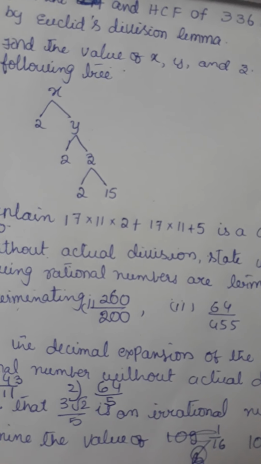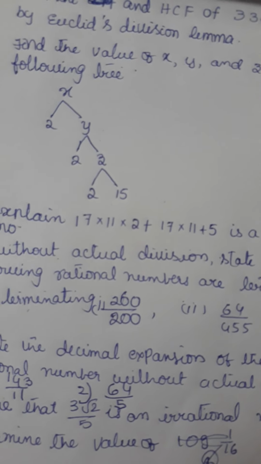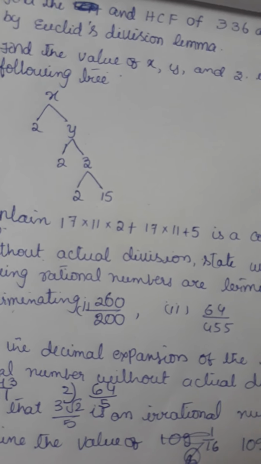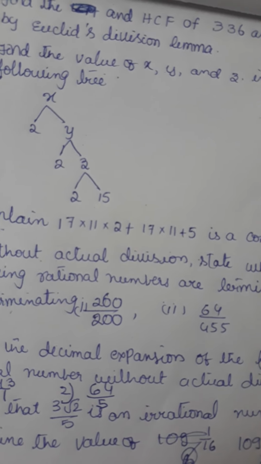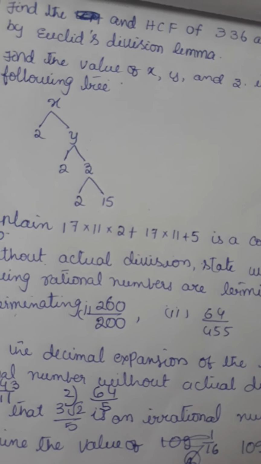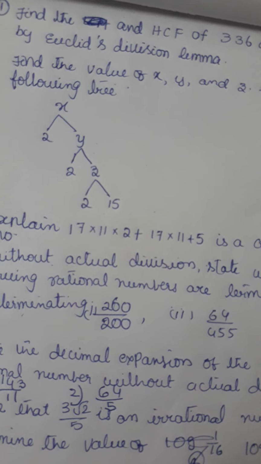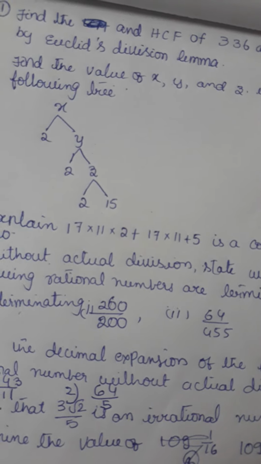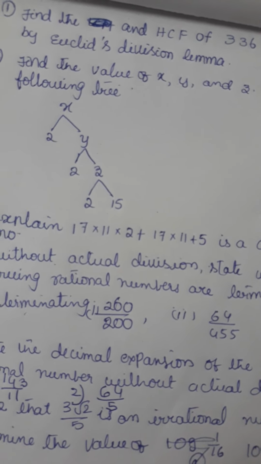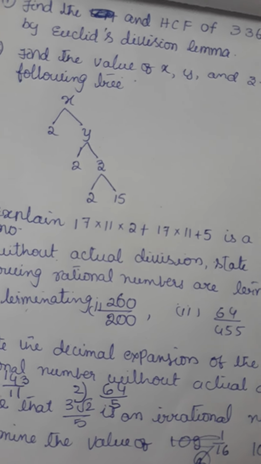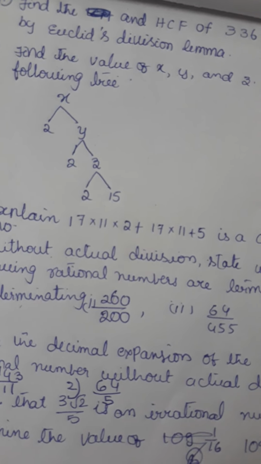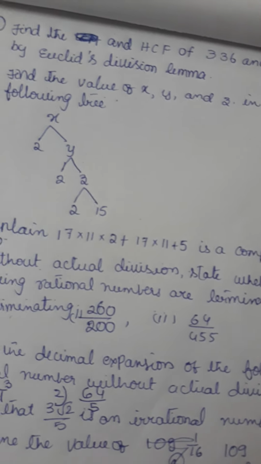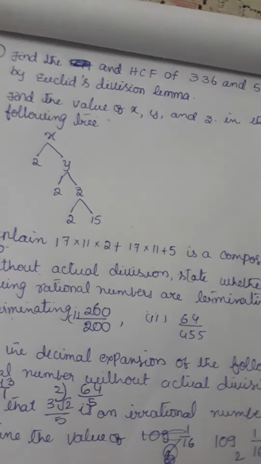Now coming to 64 by 5, here you have 5 in your denominator, and you have to multiply both the numerator and the denominator with 2, because 5 and 2 makes 10. If you multiply both the numerator and denominator with 2, it becomes 128 by 10. 128 by 10 can be written as 12.8. It can be done without actual division.